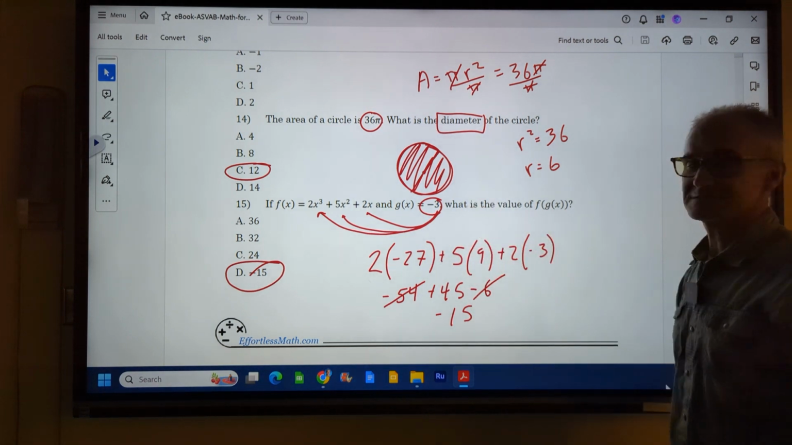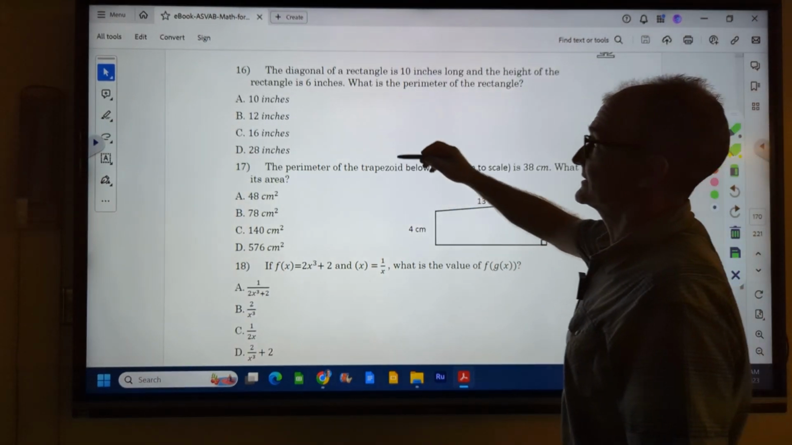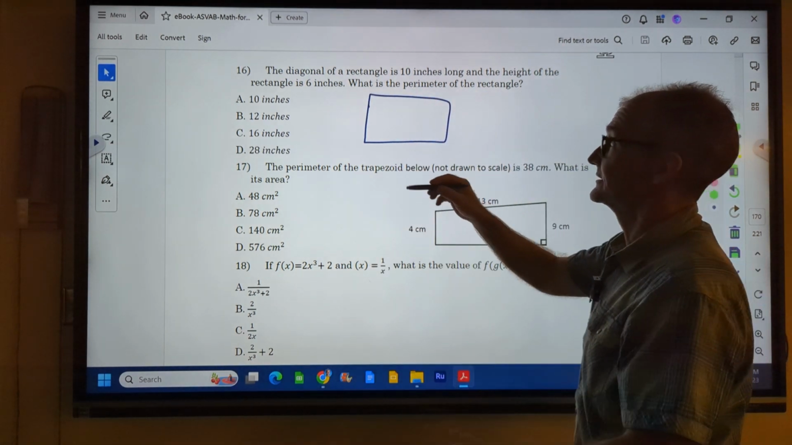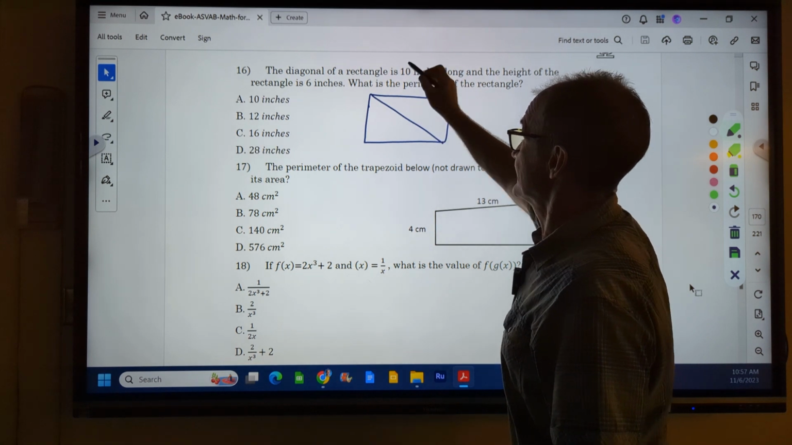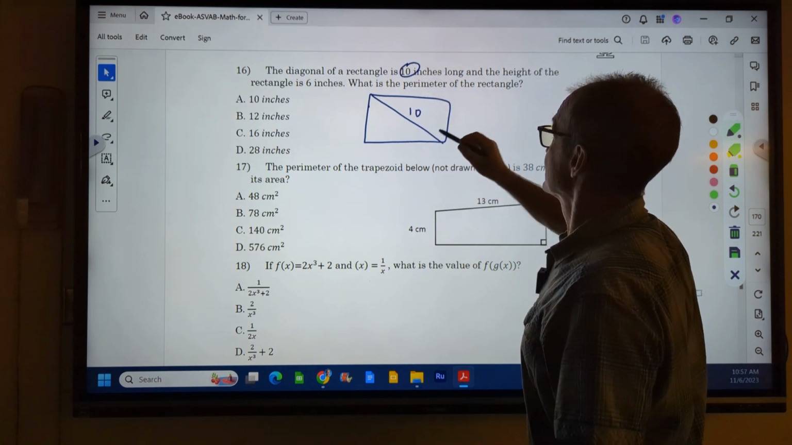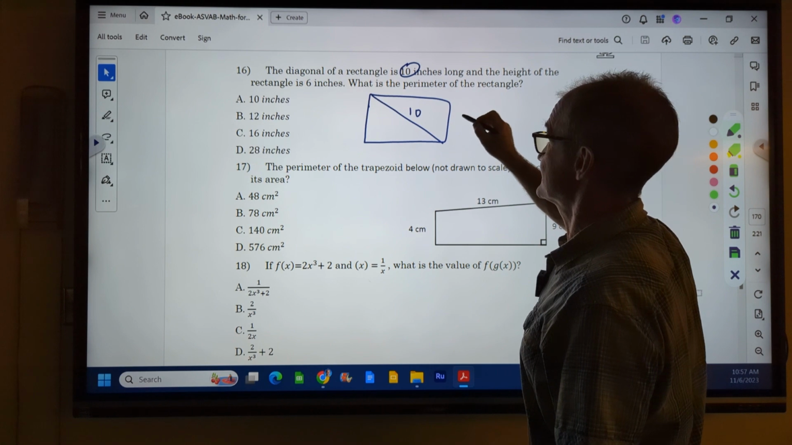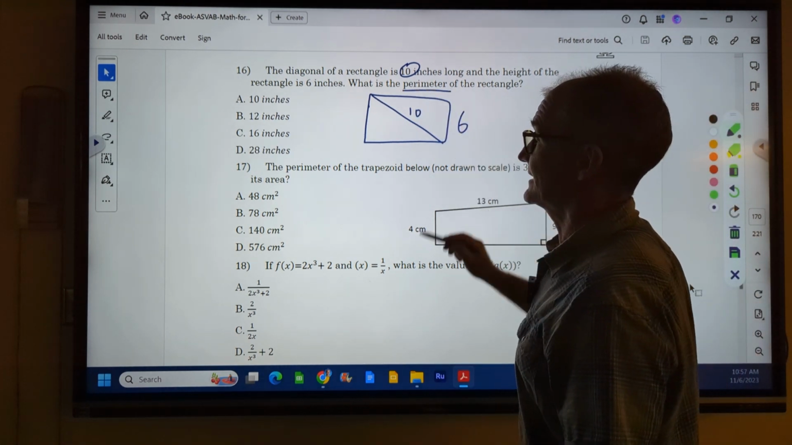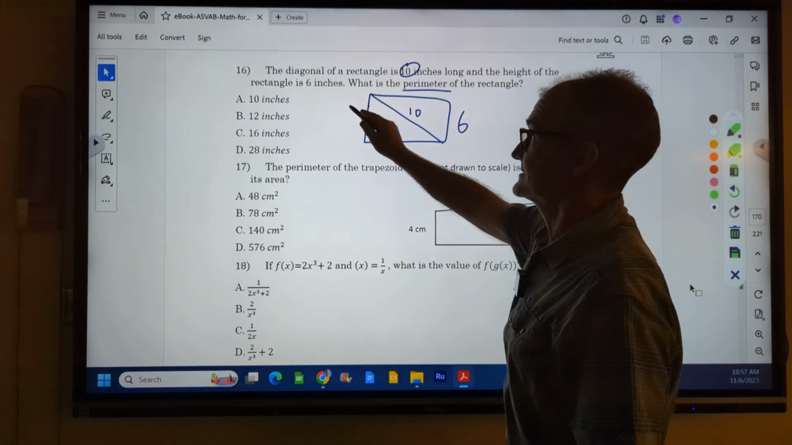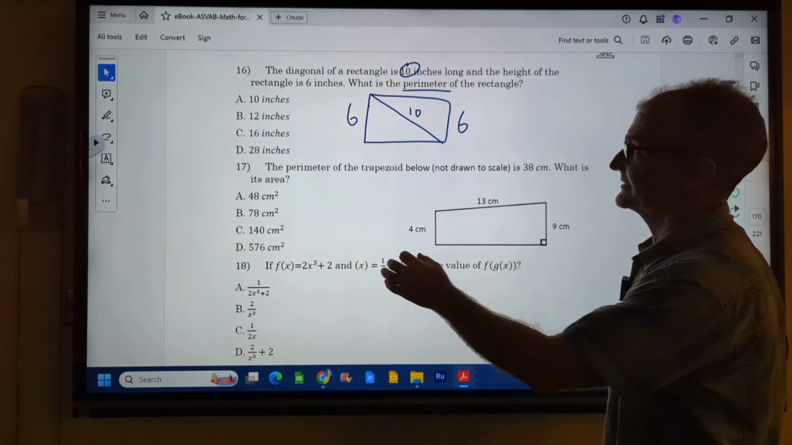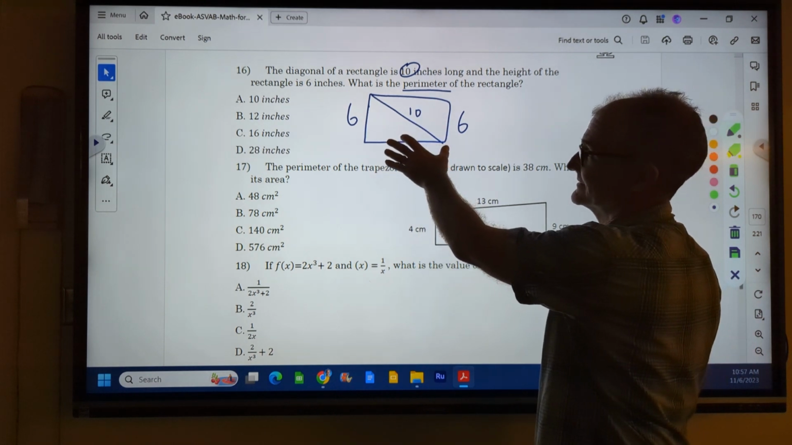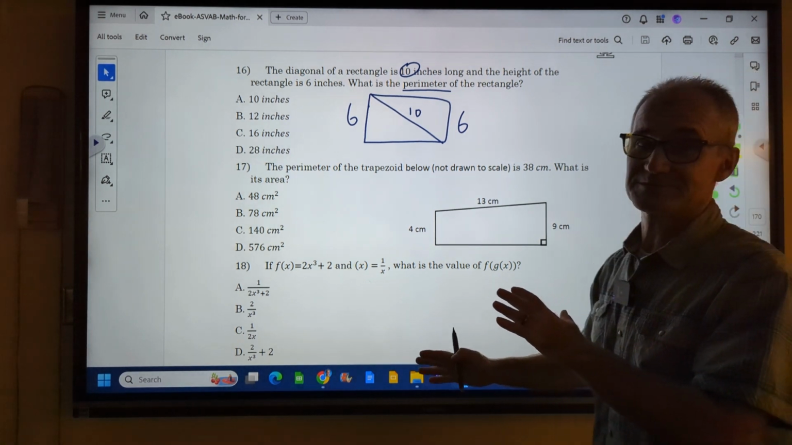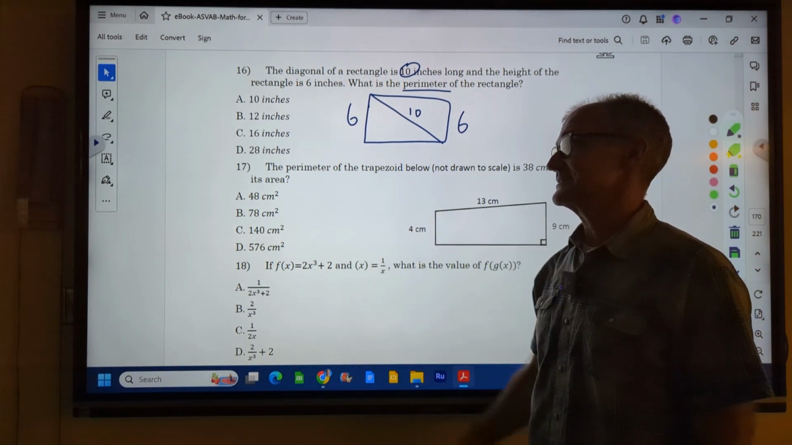That's function notation again. Number 16, the diagonal of a rectangle, I'm just taking that sentence and turning it into a picture, is 10 inches. And the height of the rectangle is 6 inches. What is the perimeter around the outside? Well, if that's 6, this is 6. Let me see if I can figure it out from there. That's already 12. I have to add those two sides. If I had to take a guess because I'm running out of time, I would guess 28 inches.